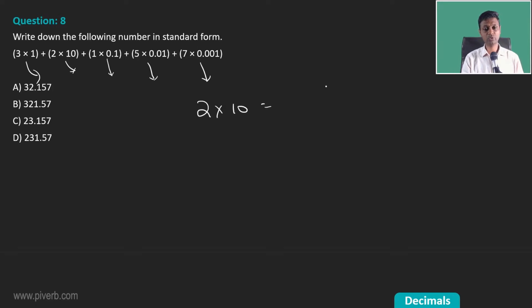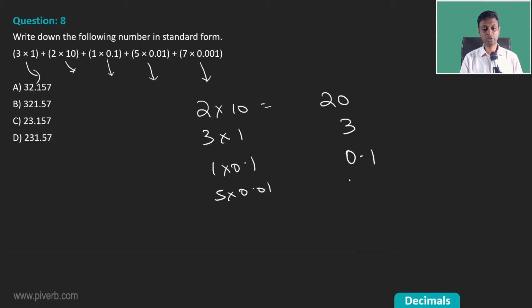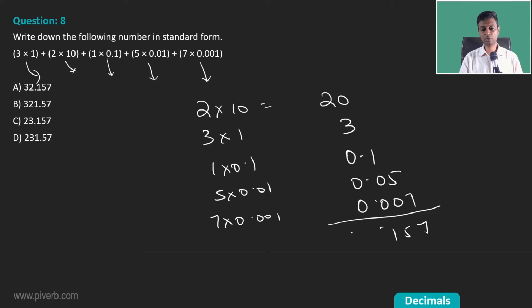2 into 10, which is 20. 3 into 1, which is 3. 1 into 0.1, which is 0.1. 5 into 0.01, 0.05. 7 into 0.001, 0.007. Add all of these up, we will have 23.157. Done. And this is, remember, this is 2 into 10, 3 into 1.